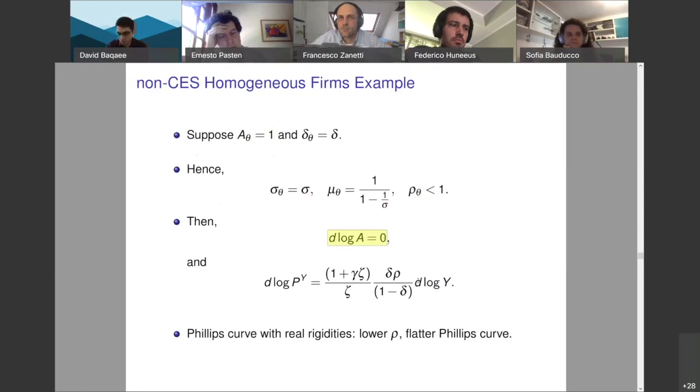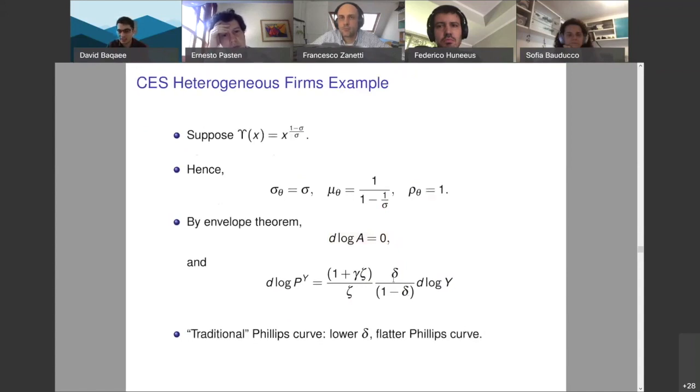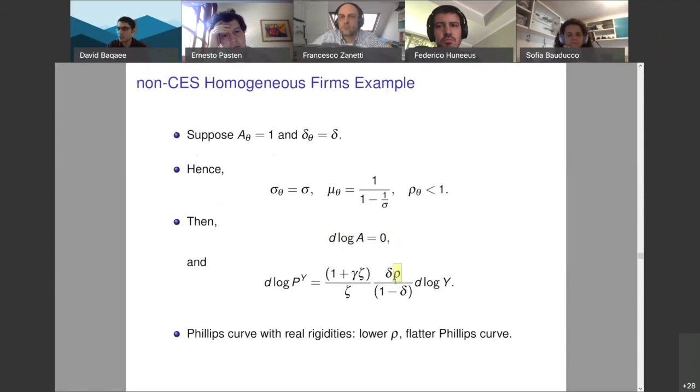So the way the Phillips curve changes is you just get an extra term, which makes it flatter. And this has to do with incomplete pass-through. So notice it's literally the same expression, except there's a number less than 1 multiplying. This is the real rigidities mechanism. The real rigidities mechanism makes the Phillips curve flatter still.